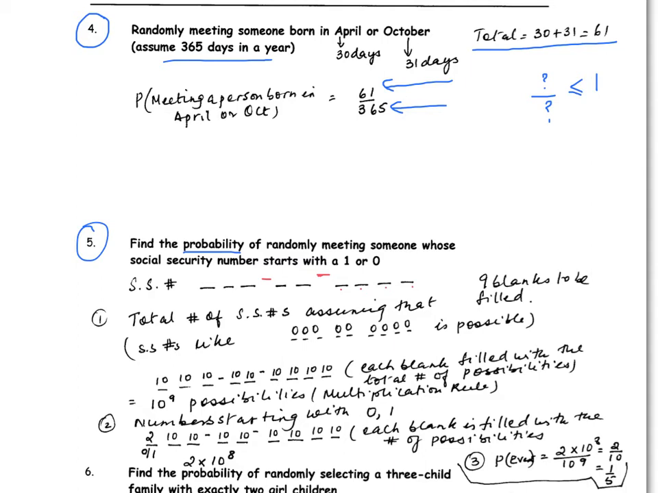Let's assume that social security numbers could even look like this: 0, 0, 0, 0, 0, 0, 0, 0. So there are absolutely no restrictions. Let's just assume that. Each blank can be filled by any of the 10 digits, starting from 0, ending with 9. So that is 0 through 9. There are 10 digits. Now, if the first blank can be filled in 10 ways, second blank in 10 ways, the third blank in 10 ways, and so on, and the ninth blank in 10 ways, then all the blanks simultaneously, when they are filled, form social security numbers. Now we can fill all the blanks in 10 times 10 times 10 times 10 and so on.